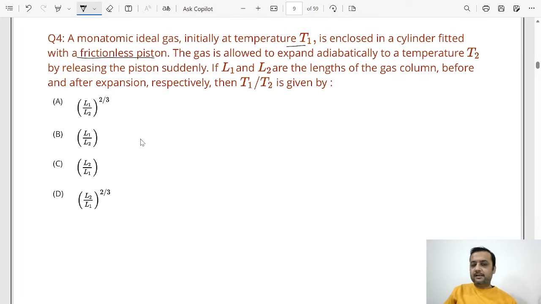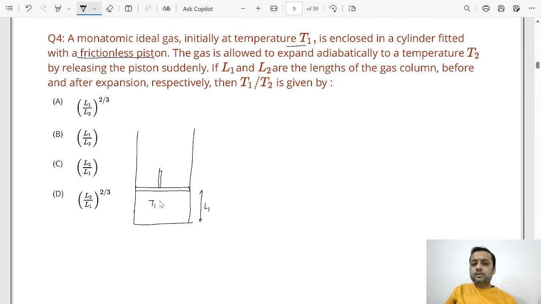So basically, let's understand what is happening. Look, this is a cylinder. Now, if you imagine that this is the piston right now, somewhere over here, and this length is L1, right? And right now the temperature is T1.